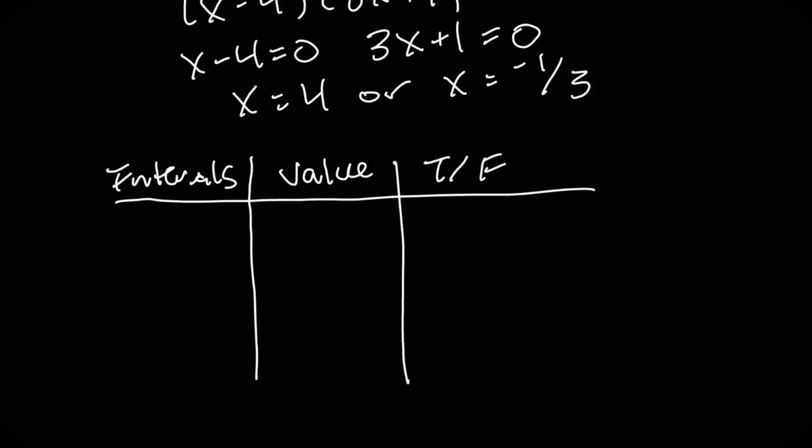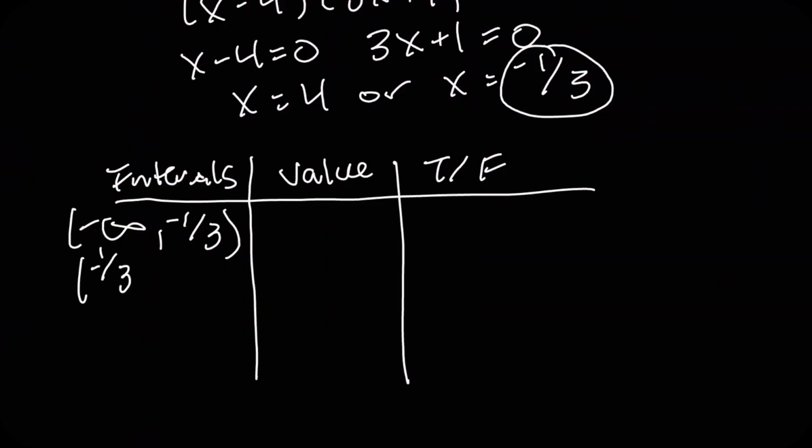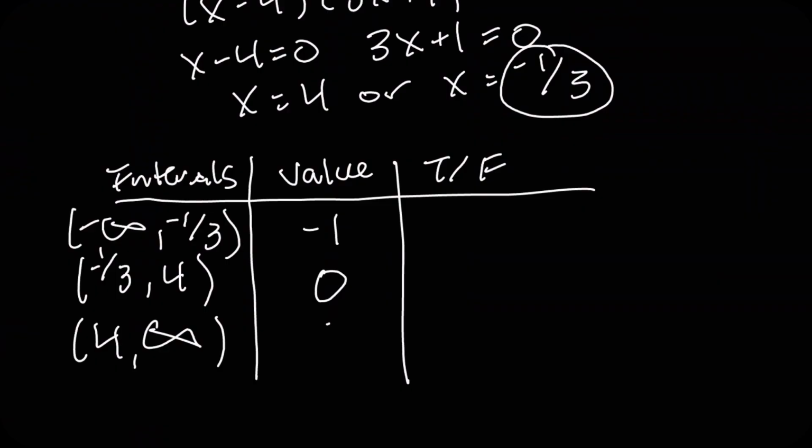Okay, so again, we'll go negative infinity to negative 1/3. And the reason I did negative 1/3 first is because that's smaller than our 4. So then we'll go negative 1/3 to 4. And then finally our 4 to infinity, and just pick some sort of value within that interval to test. So we'll just go negative 1, 0, and 5 and plug this back into our original equation to see if it's true or false. So we'll have a negative 1.